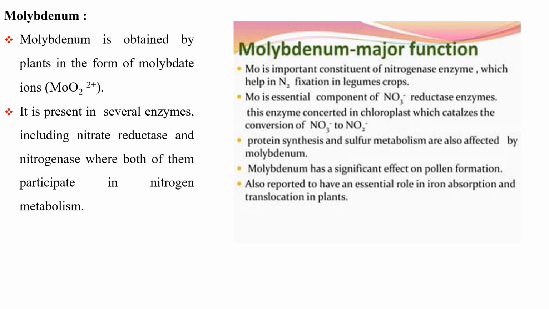Molybdenum. Molybdenum is obtained by plants in the form of molybdate ions. It is present in several enzymes including nitrate reductase and nitrogenase where both of them participate in nitrogen metabolism.